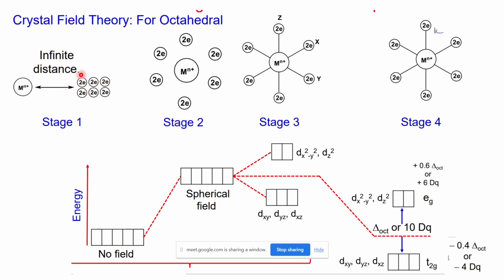In stage 2, the ligands surround the metal in a spherical fashion. This is called a spherical field. Initially in stage 1, the metal had no interaction with the ligands, so all 5 d orbitals had the same energy, the degenerate orbitals. When in stage 2 the ligands come much closer, because of the interaction with the ligands, the energy of all the d orbitals is raised equally. The degeneracy is kept here, but the energy is just increased to a higher energy.